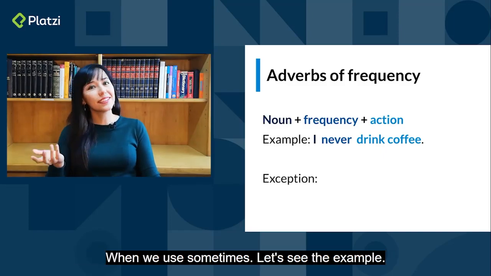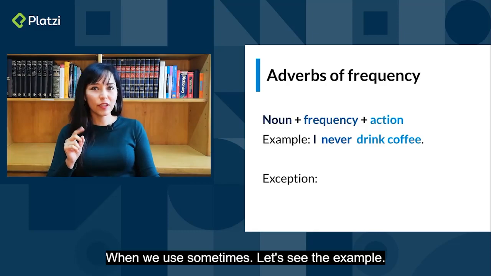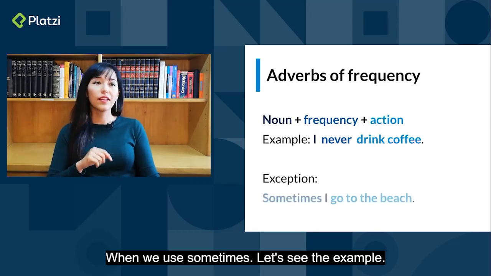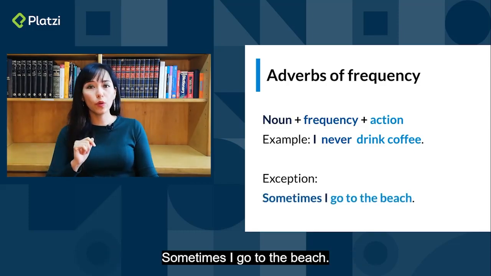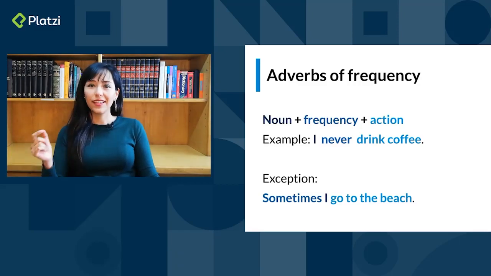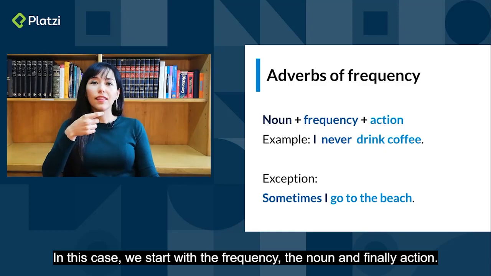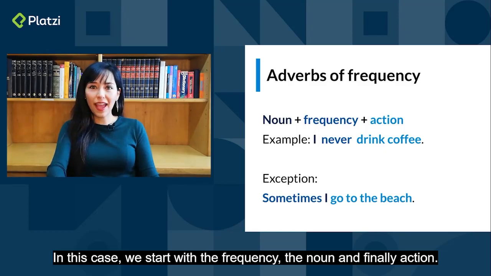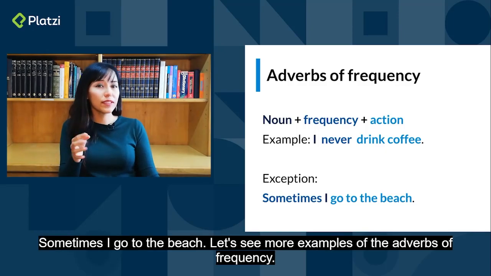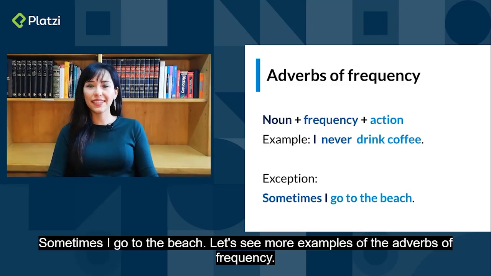When we use sometimes. Let's see the example. Sometimes I go to the beach. In this case, we start with the frequency, the noun, and finally the action. Sometimes I go to the beach. Let's see more examples of the adverbs of frequency.